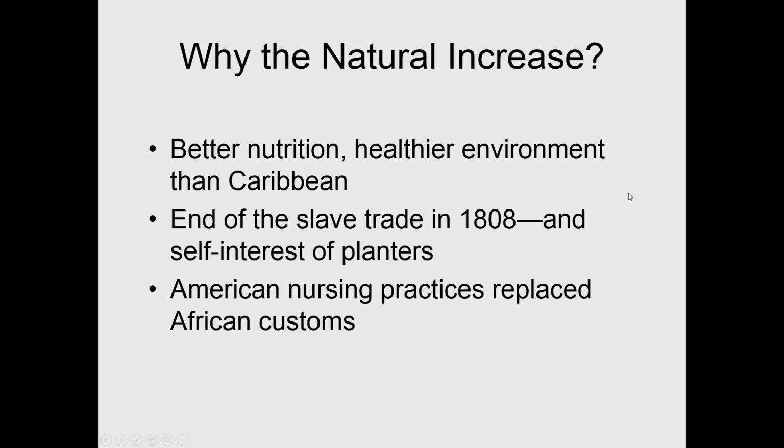Finally, American nursing practices were quite different from those in Africa. It's a biological fact that when a woman nurses or breastfeeds her babies, she is less likely to become pregnant again during that period of nursing. And in the United States, the period of nursing a baby was much shorter than it was in Africa, and therefore women had children at closer intervals. They were closer together, and therefore they would have more children over their period of childbearing years. Slave owners were very aware of this fact.